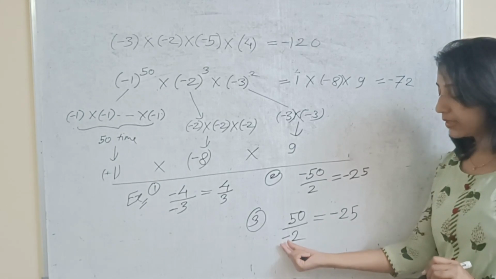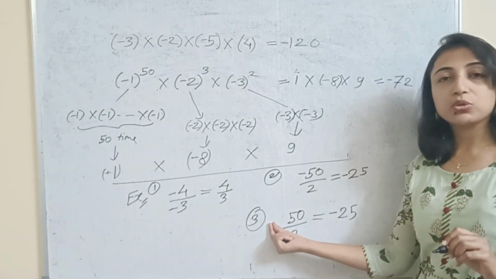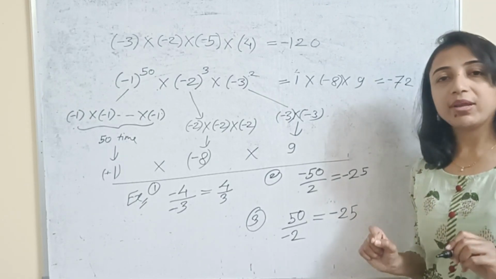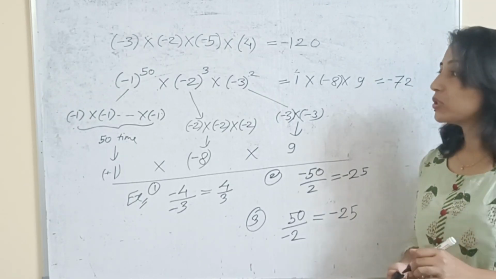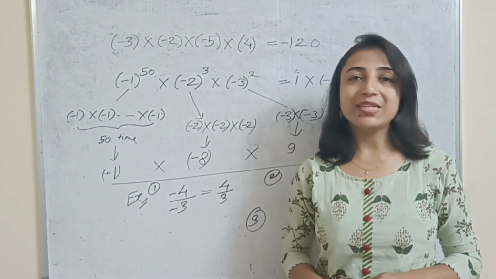And when we are writing this negative sign in division, you can shift it to the numerator because it is the standard way of writing. So in this way you have to use the sign rule for division also. So I hope it is clear to you.